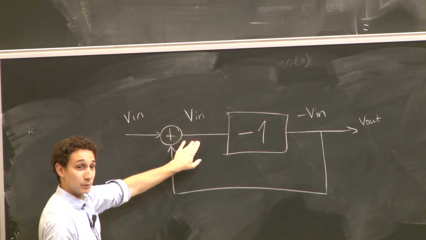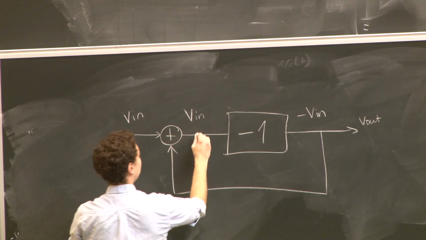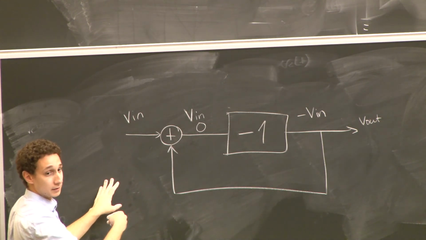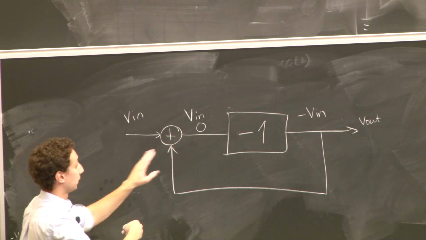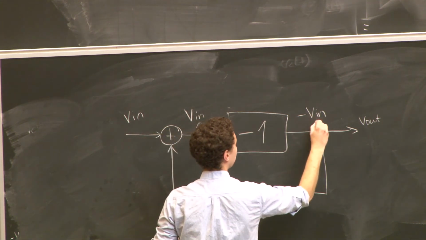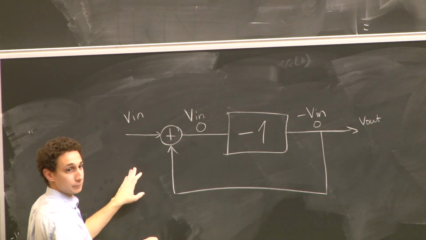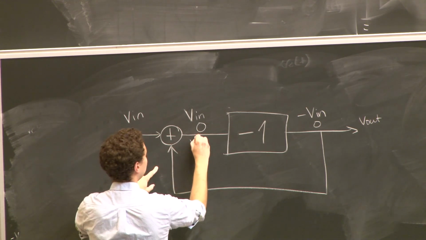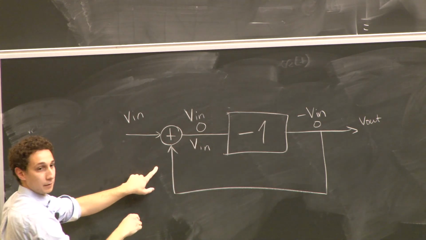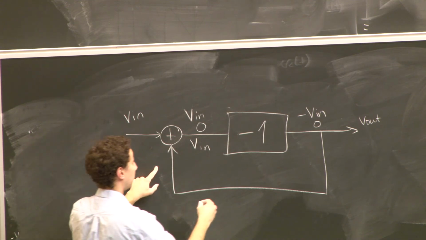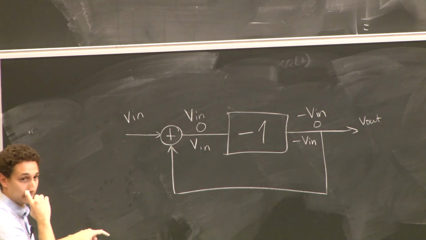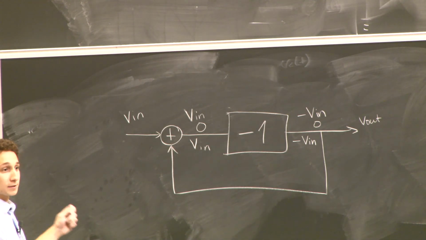Or are we? What's going to happen if this is 0? So this, in the second stage of my circuit, is equal to 0. 0 times -1 is 0. If I come back now, I've got V in plus 0, which is equal to V in again. My output is minus V in. So I'm oscillating between these two values.